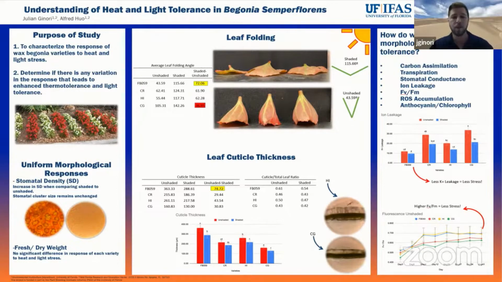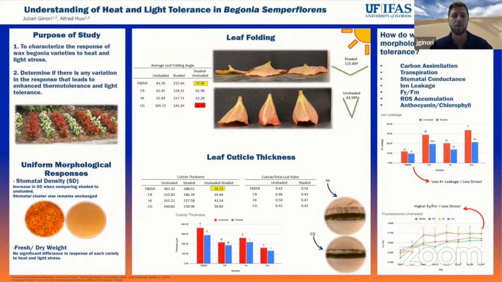Now, when it comes to wax begonia, there are certain morphological changes that are uniform across all varieties studied. The stomatal density consistently increases when plants are exposed to heat and light stress compared to being grown in the shade. As shown in the circular images on the left, the genus Begonia is unique because some species in the genus have stomatal clusters as opposed to a singular stomata, which aid in gas exchange. Now, there's no actual change in the stomatal cluster sizes in either of the treatment groups. So now here's where it gets interesting.